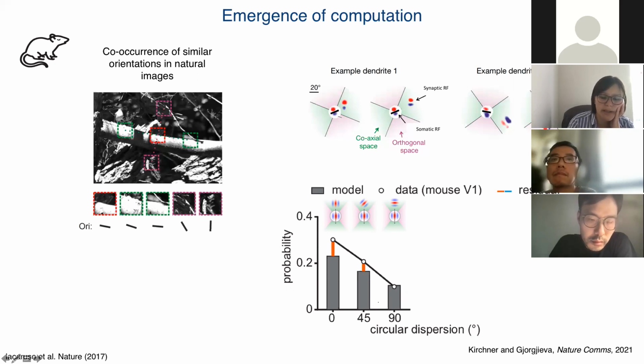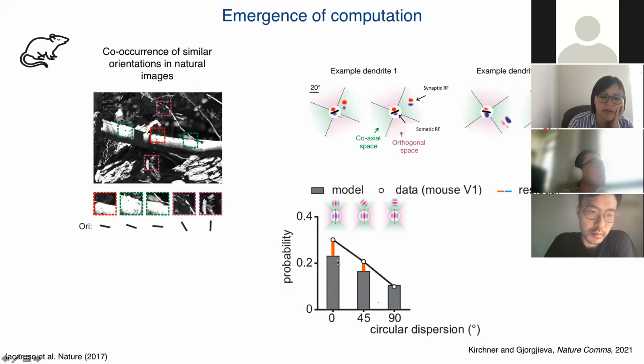They bin their data into these three bins, where the orientation of the soma is always vertical, and they just looked at the preference of the synapses that fall in this coaxial space. So in this first bin, you put synapses that lie in the green coaxial space where the orientation difference between the soma and the synapse is 0. So you see that they're completely aligned. Both of them are vertical, the difference is 0.